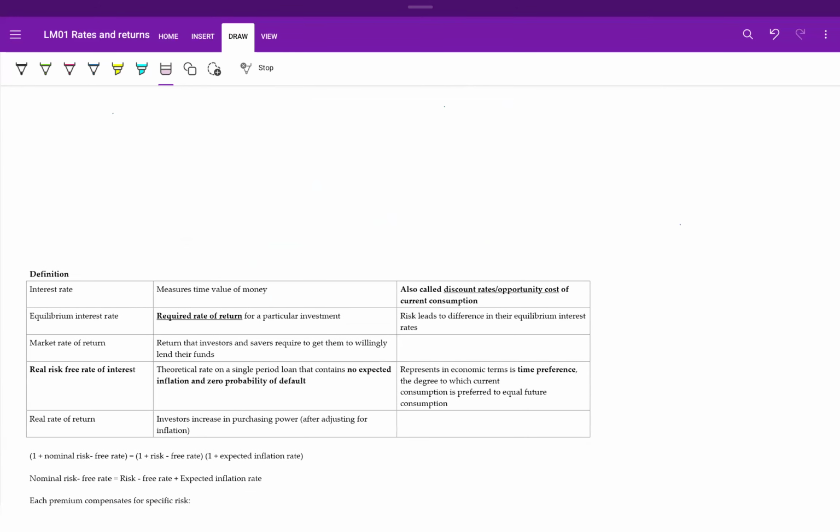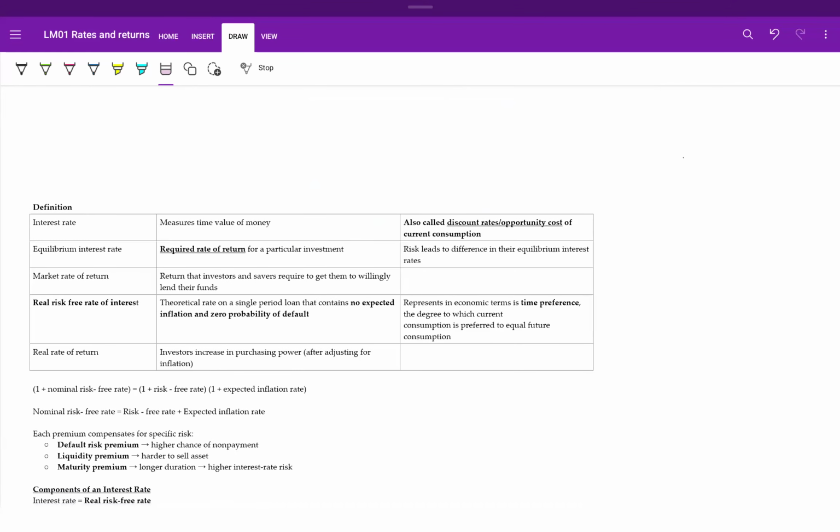Now let's talk about the determinants of interest rates. As of now, we have talked about discount rates, opportunity cost, and required rate of return. The required rate of return is the rate of return that an investment should give you to get yourself engaged in that transaction. Less than that, you will not engage yourself. And required rate of return will be helpful when we talk about IRR and NPV.